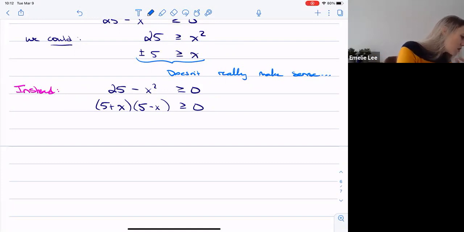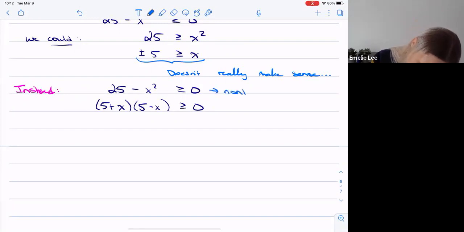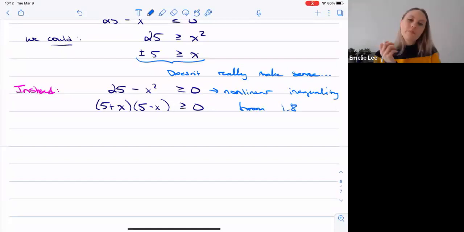Let me just make sure. Yeah. So this is a nonlinear inequality from section 1.8. Okay. So we could incorporate absolute values, which we did introduce in 1.8 as well, but I'm going to avoid that. So 5 plus x and 5 minus x, okay, if I expand this out, I get 25 minus x squared. Fine, great.